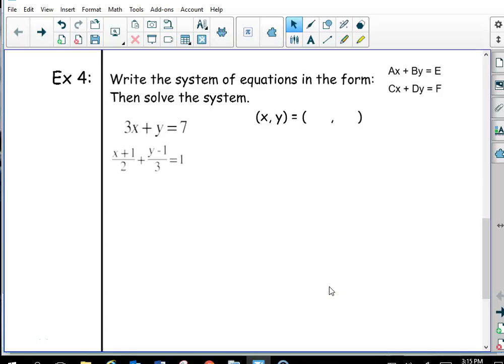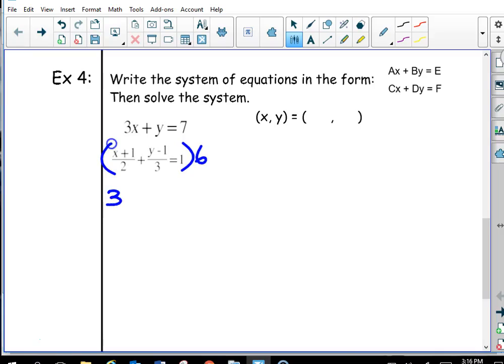On example 4, it's really the same idea. I just added the instructions that showed up on the quiz, put the equations in the form of, what's that called? General form, I think. All right, so the first equation, 3x plus y equals 7, looks fine. The second equation, we want to get rid of those fractions. And we're going to do what we did in the last problem. We're going to multiply it by a common denominator and see where it goes.